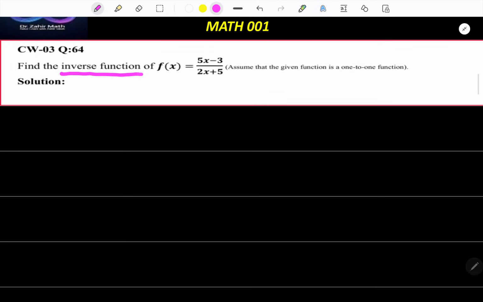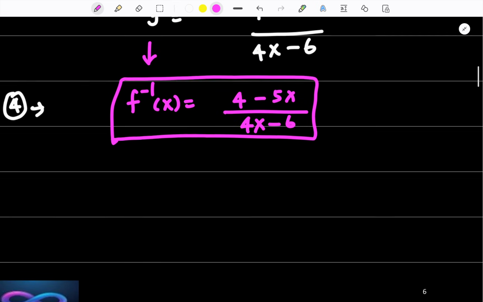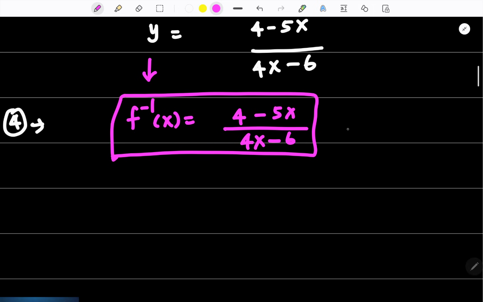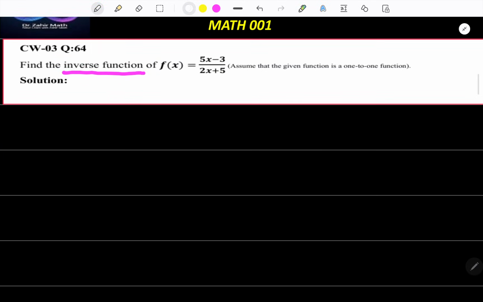Find the inverse function. 4 minus 5x divided by 4x minus 6. Actually, we can say x is not equal to 6 and all. Suppose if it is 6, the answer will become 0. But it is not necessary. Right. So let's start the question.